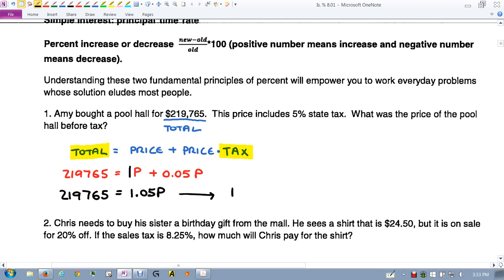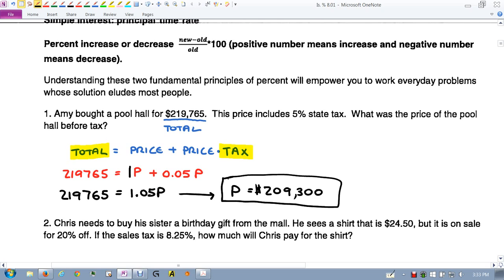I'm getting P is $209,300. That's how much she paid for it, and then she paid tax on top of that. After tax, it was $219,765. The tax plus that number, right?